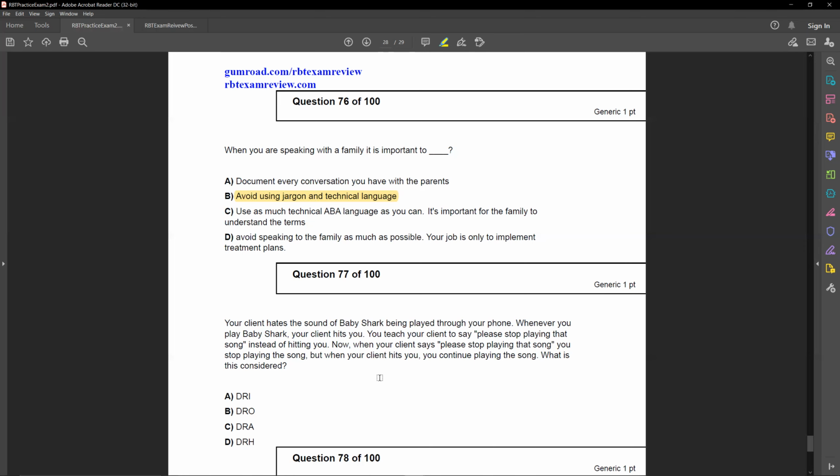So these behaviors aren't incompatible, okay? We're just teaching an alternative. Therefore, the answer has to be what? DRA. If you think about differential reinforcement questions like that, super easy.